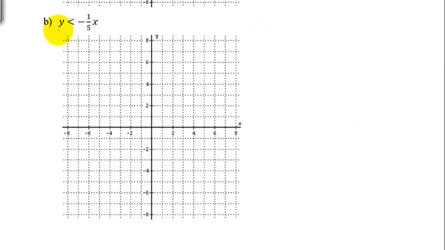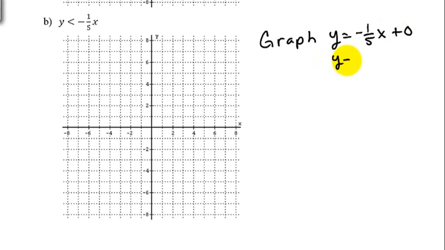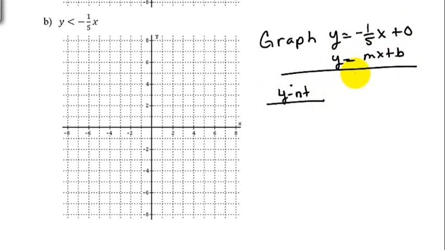So our next example here is y is less than negative 1/5 x. So what we want to do is graph the line y equals negative 1/5 x. And you could also write a plus 0 here, and then we would have it in the form y equals mx plus b. So our y-intercept, it's crossing the y-axis at 0 because that's the plain old number on the end. And so that gives me the point 0, 0.